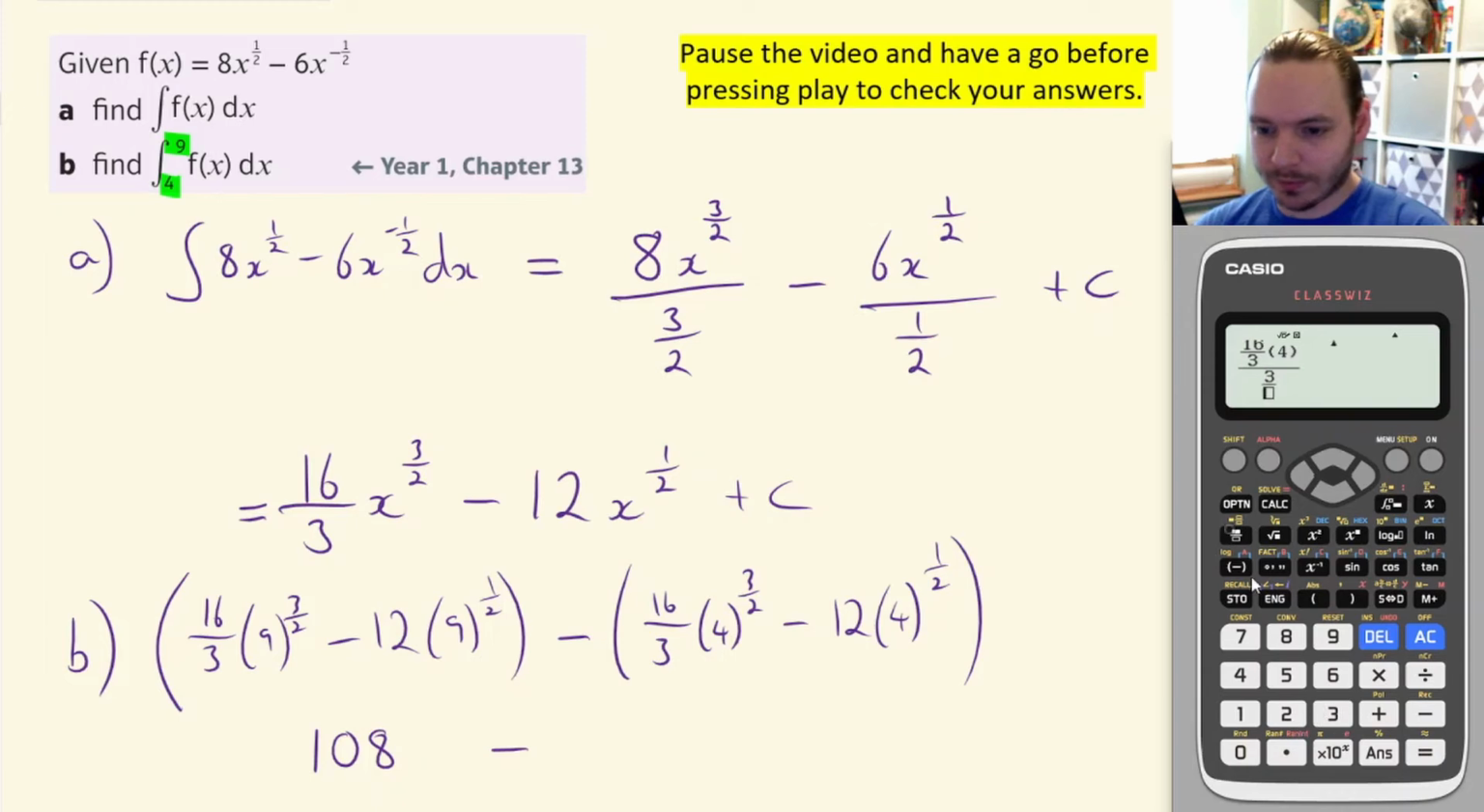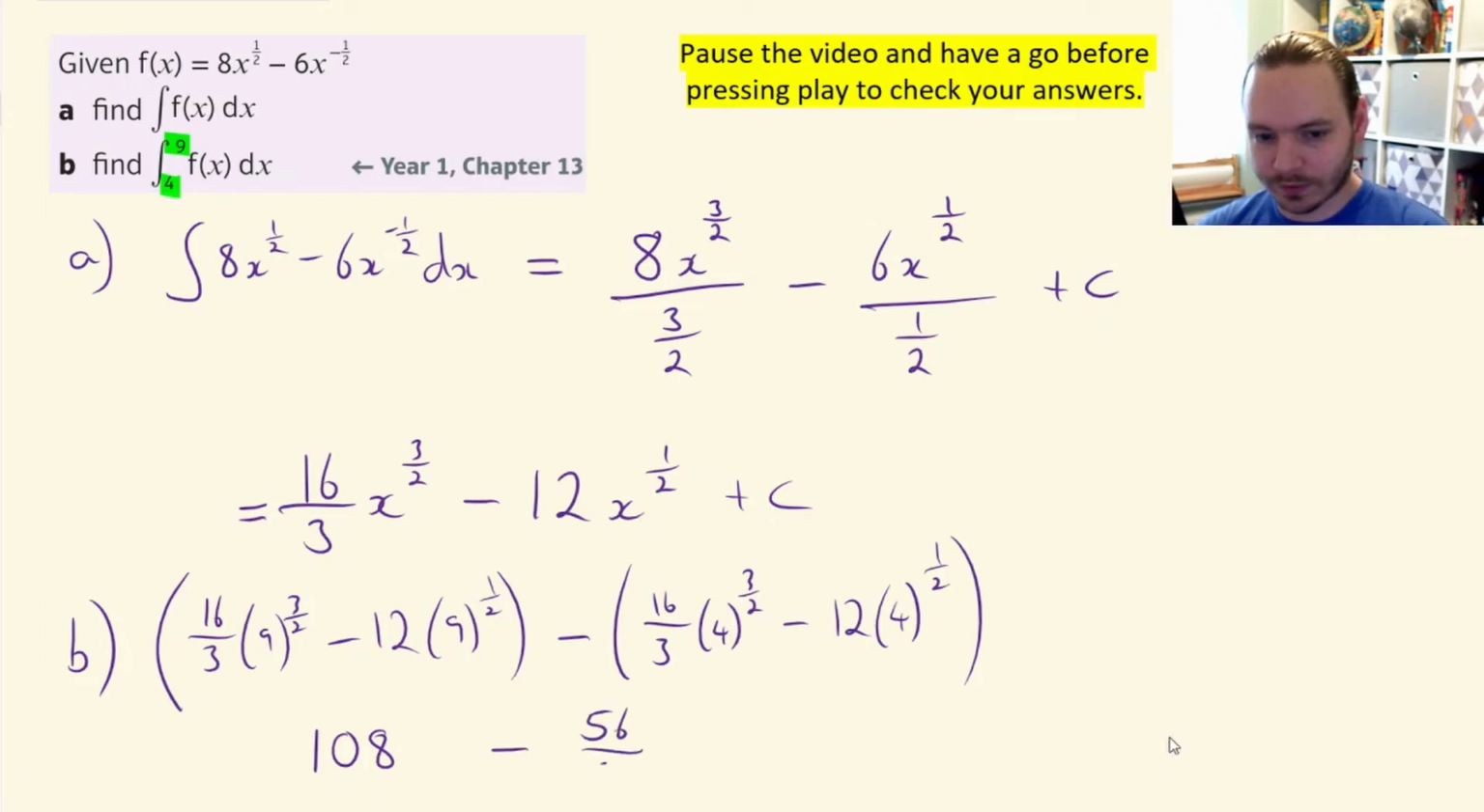To the power of 3 over 2. Let me try that again. To the power of, there we go, 3 over 2. Take away 12 times by 4 to the power of 1 over 2 is going to give us 56 over 3.